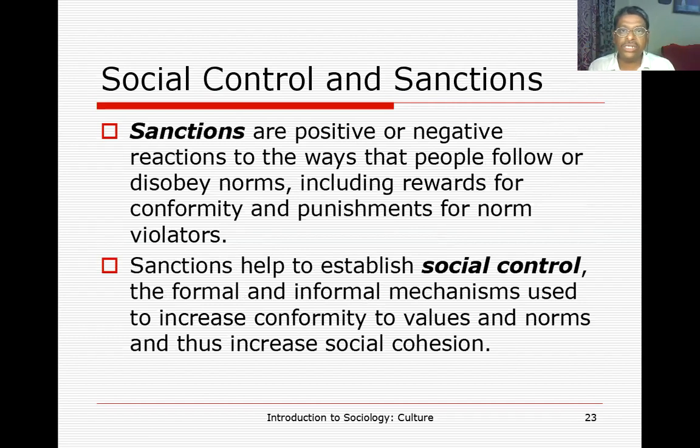Sanctions are positive or negative reactions to the ways that people follow or disobey norms, including rewards for conformity and punishment for norm violators. When these people violate these norms, they get punishments. Sanctions help to establish social control: the formal and informal mechanisms used to increase conformity to values and norms, and thus increase social cohesion.